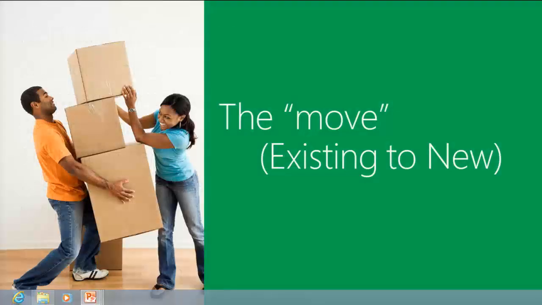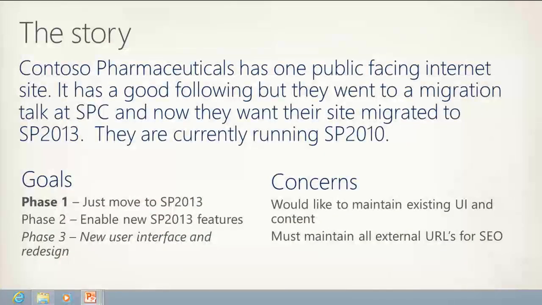What does the move actually look like? In our case here, it's our fictional Contoso Pharmaceuticals company. Phase 1, they just want to move to SharePoint 2013, so they're going to do that existing to new. Phase 2 is what I'll show later on, where I want to enable new 2013 features, right? Once I've got my stuff over, great, how do I take advantage of some of the new features, like Managed Navigation? Some of the concerns that they have for this first migration is I want to make sure that I maintain my existing UI. I want it to look as close as possible to what it looks like, and I also want to maintain my external URLs. So I don't want you to change any URLs. I'm not going to change my site structure or anything like that. I just want you to bring my stuff over.